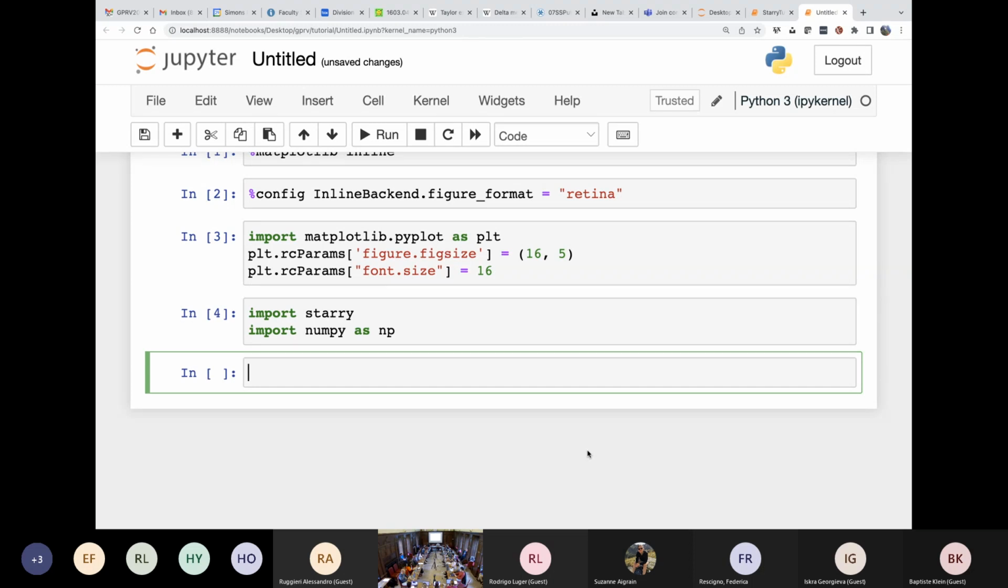Good. So, are people joining? Yeah, people are joining. I'm trying to figure out how to remove the.